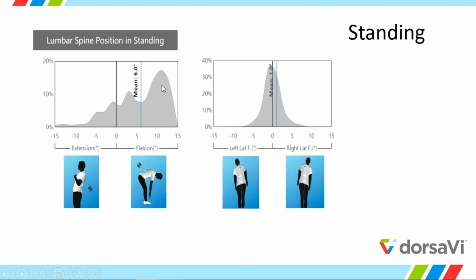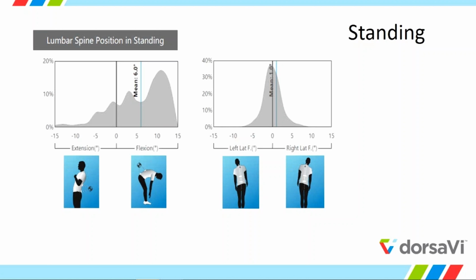Similarly with lateral flexion. The mean is here, and they tended to be just a little bit in left lateral flexion during that time while they were in standing. So the system knows when you're in standing because it has that baseline data, and it can tell you where you tend to position yourself during that time.